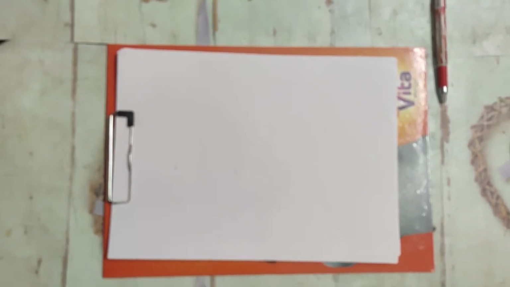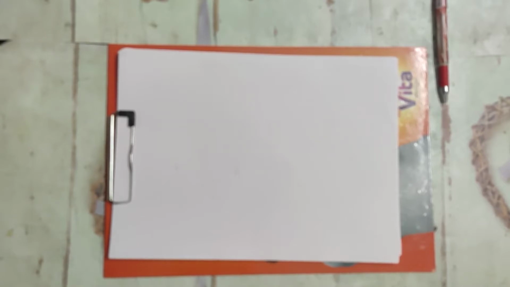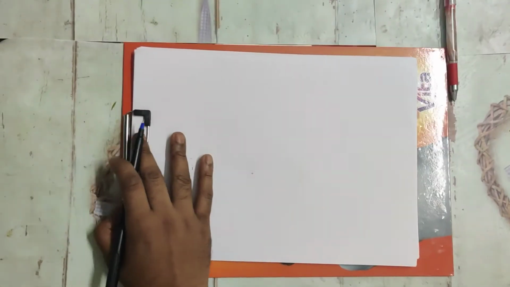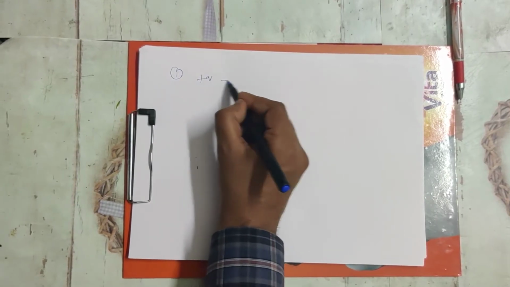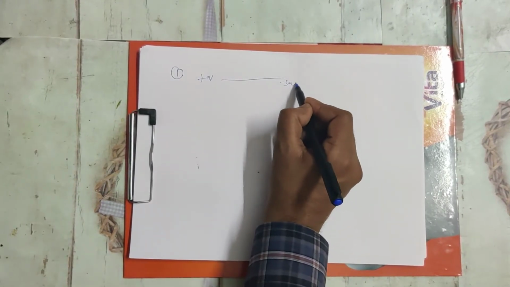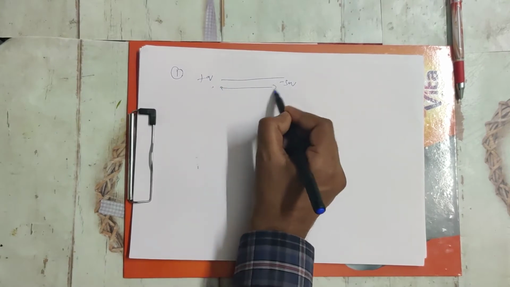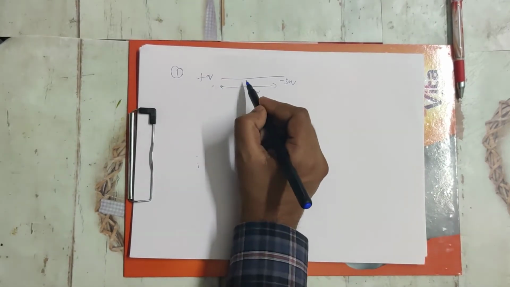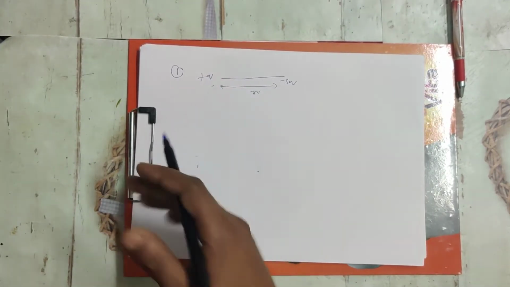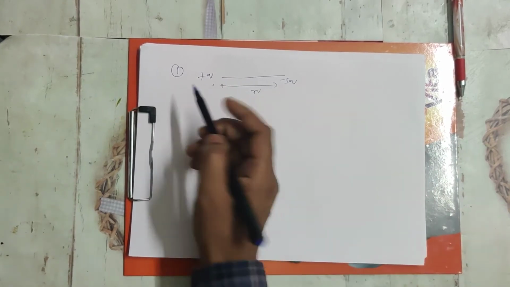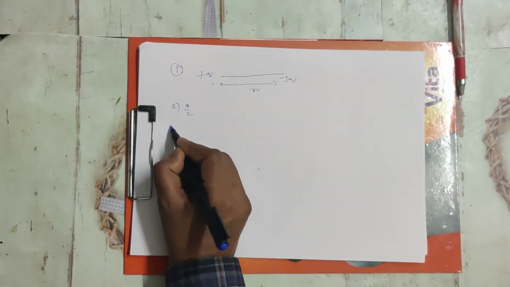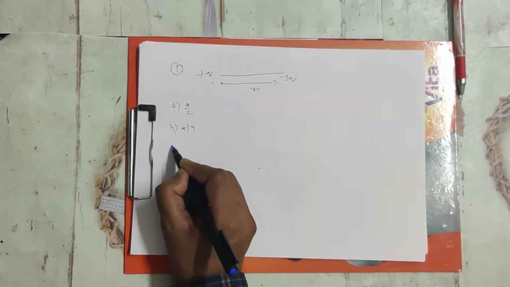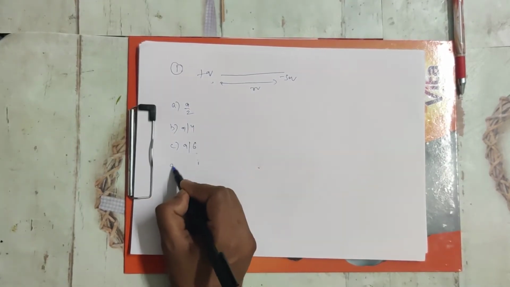Okay, students, let's start with the second video of our physics chapter 2. In the last video I sent you the numerical, where we have the charge plus q here and a charge minus 3q here, and there's a distance that is a, and I've asked you to find the point where the electric potential would be 0.